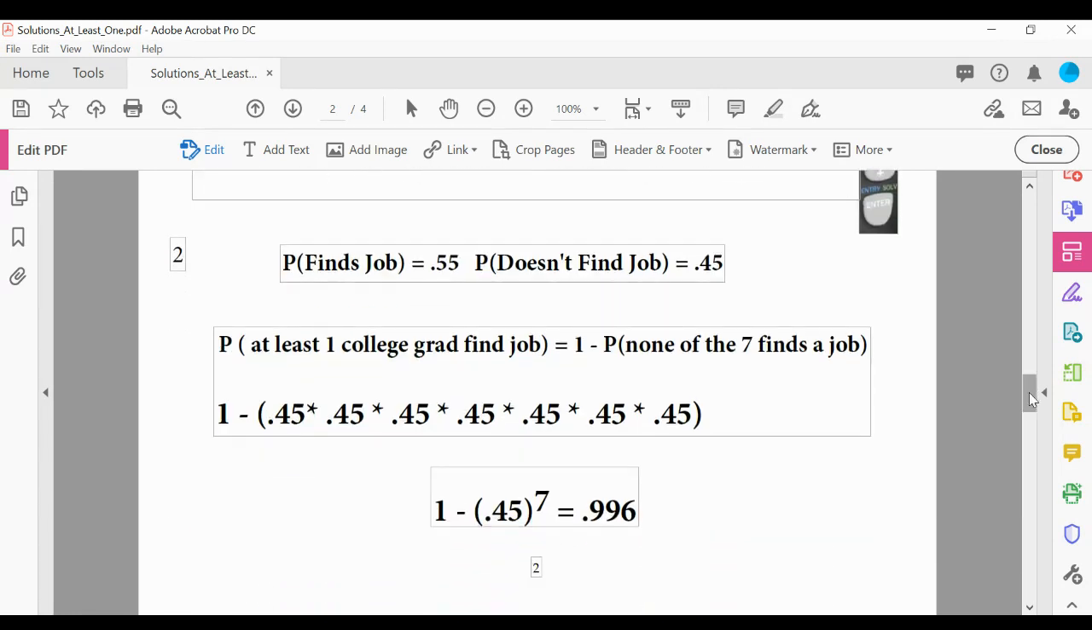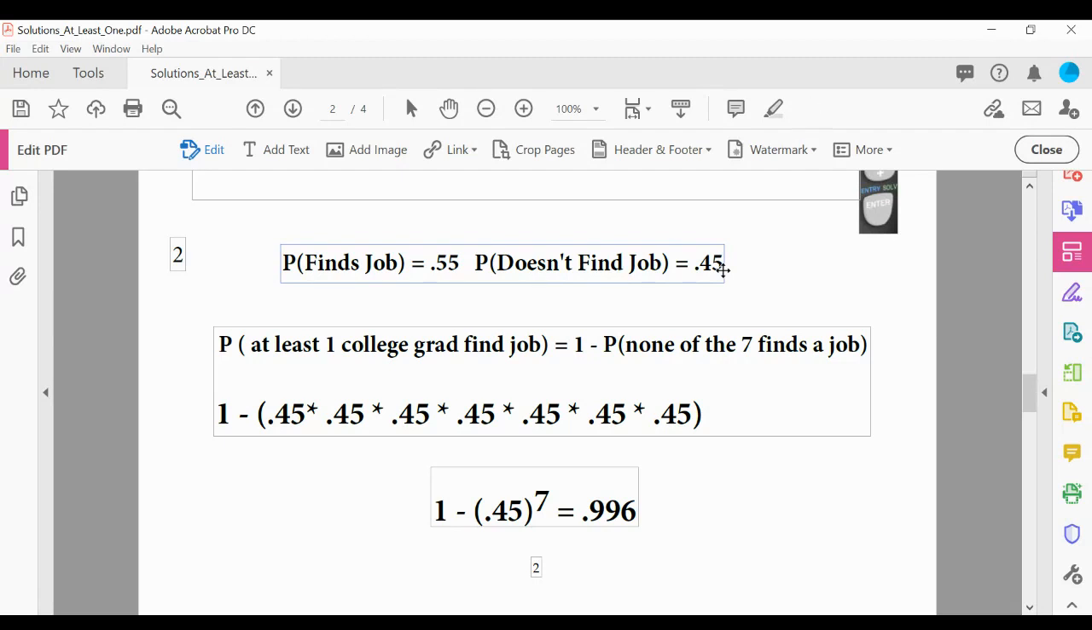All right. Number two, a study conducted at a certain college shows that 55% of the school's graduates find a job in their chosen field within 1 year of graduation. Find the probability that among 7 randomly selected graduates, at least one finds a job in his or her own field within a year. Well, the probability of finding a job is 0.55. The probability that the person doesn't find a job is 1 minus 0.55, or 0.45. All right, he doesn't necessarily tell you that.